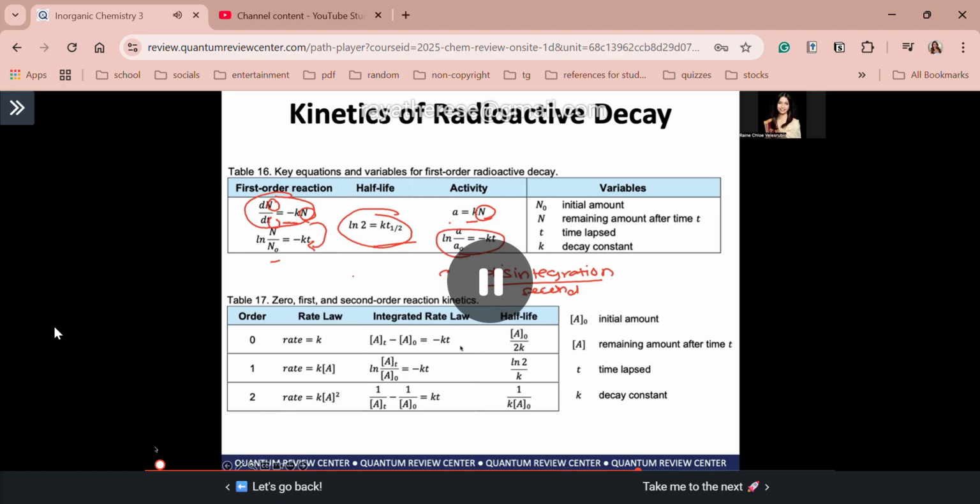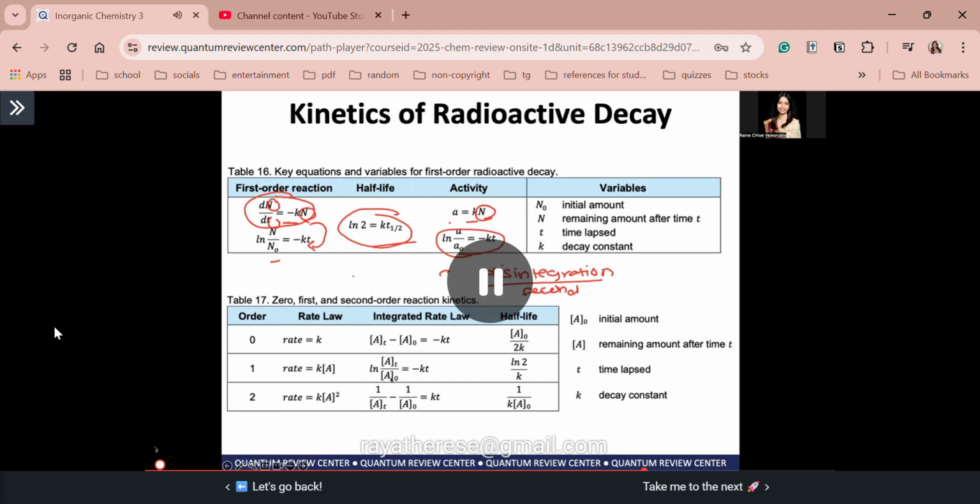Although radioactive decay mainly occurs in first order reactions, sometimes nuclear reactions may occur in zero or second order. Other nuclear reactions, such as nuclear fission, can be zero or second order. So shown in Table 17 are various equations used in calculating the rate, amount of radioactive material, and half-life in radioactive decay and nuclear reactions.